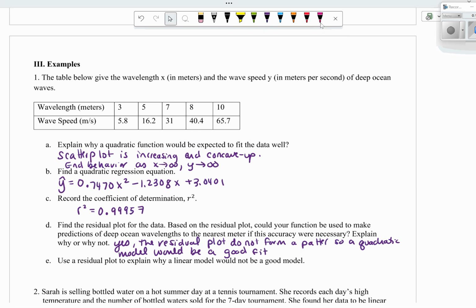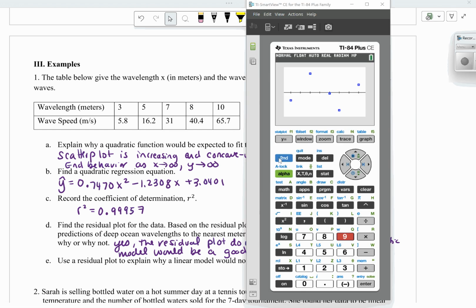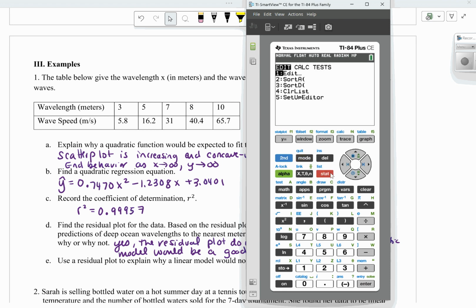Now it says to use a residual plot to explain why a linear model would not be a good fit. So let's actually look at the linear model. Let's go back here and I'm going to go to stat, calculate. So we need to actually first calculate the linear regression. And then I'm going to do the other way this time. So second y equals, because we don't really need the residual number. So we're going to go enter.